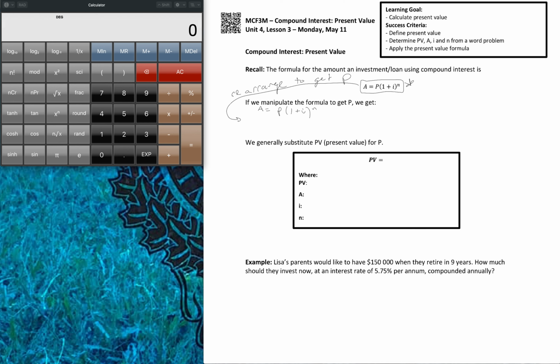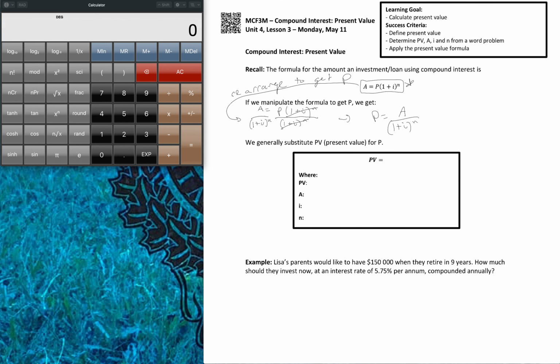Okay, and what you can do is actually just divide both sides by 1 plus i to the n. It's in this instance that now this whole thing is going to cancel, right? And all you're left with is the P that we're looking for, right? So P is going to equal A divided by 1 plus i to the n.